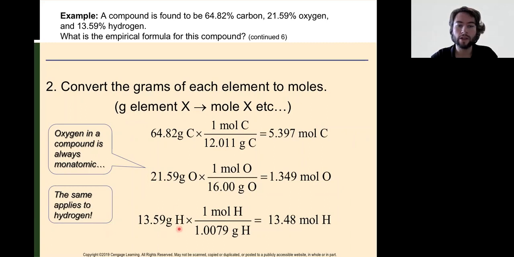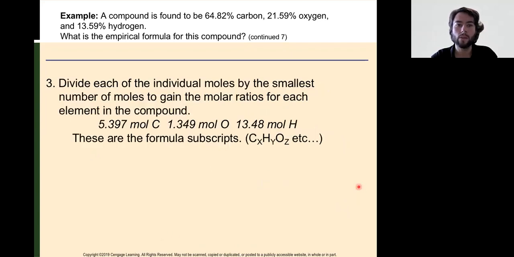We only have hydrogen as a single atom, monatomic. So that's 13.59 grams of hydrogen times 1 mole of hydrogen over 1.0079 grams of hydrogen, which will give us 13.48 moles of hydrogen. So we now have the numbers of moles, and the one that's present in the least amount is oxygen, and so we'll be using that later. Divide each of the individual moles by the smallest number of moles to gain the molar ratios for each element in the compound. So here we have 5.397 moles of carbon, 1.349 moles of oxygen, and 13.48 moles of hydrogen.